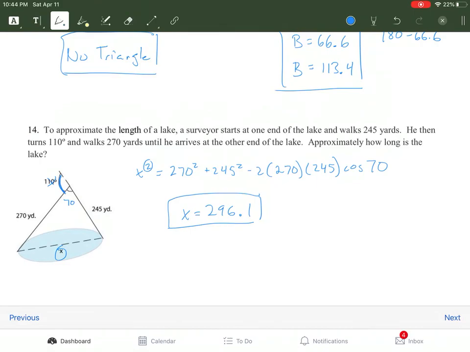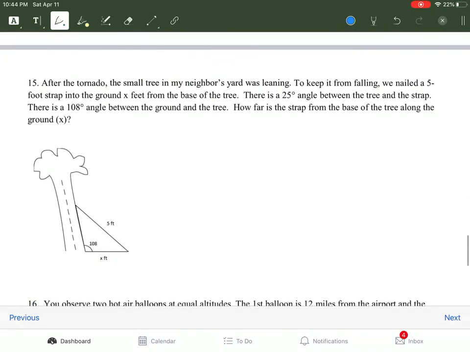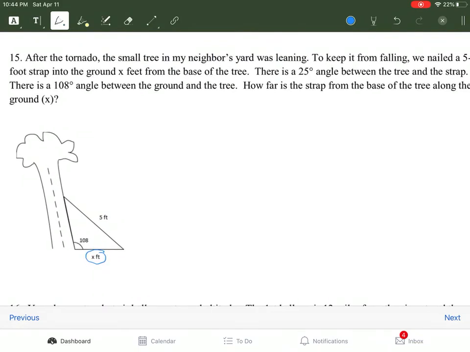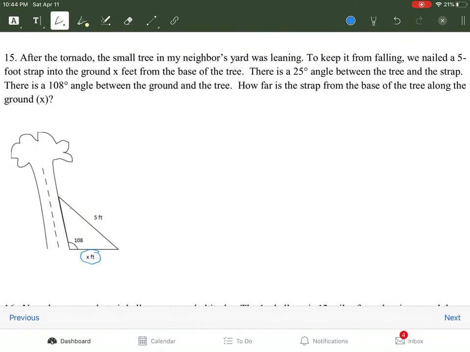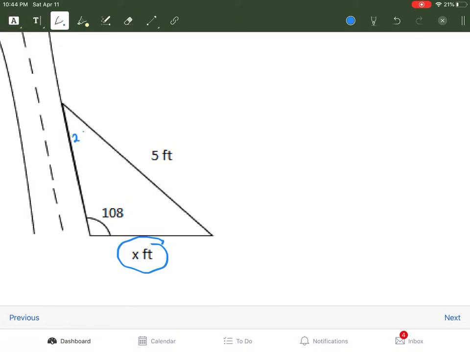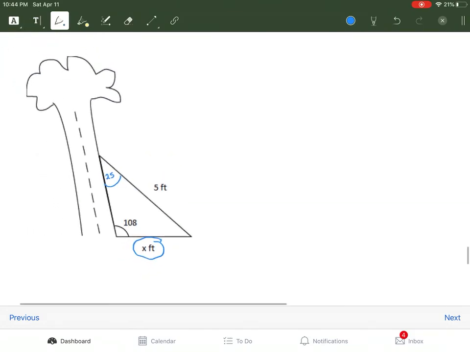All right. Next question, we got a tree question. We want to find the x value at the bottom here. We have a 5-foot strap connecting the tree to the ground. That's given to you. It says there's a 25-degree angle between the tree and the strap. So here's the tree, here's the strap. This is 25 degrees. Let's make that a little bit clearer. This is 25.